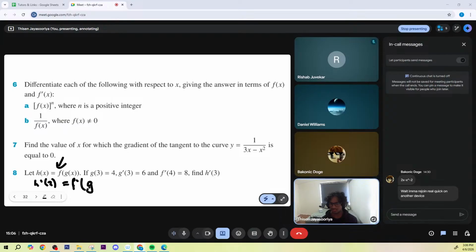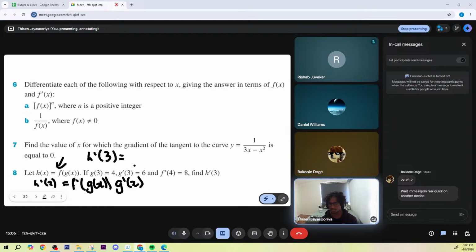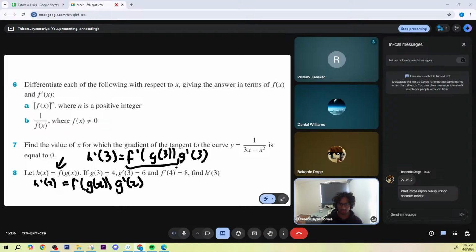So it's g of x, g dash of x. So then we can do h dash of 3, correct? And we know that here we have f dash of g of 3, g dash of 3. We know here g of 3 is just 4, and we know that f dash of 4 is 8. So that means this whole thing is just going to turn to 8, correct? And here, g dash of 3 is just 6. So this is 8 times 6, which is 48. Does that make sense for the two of you?